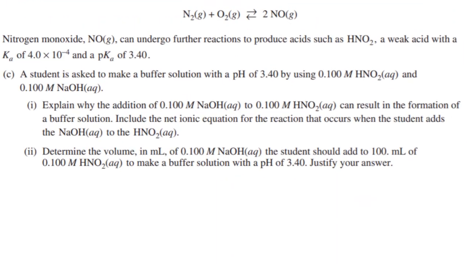Okay, so let's go to E. E, we're going to a little bit more of an acid-base, a weak acid-base problem. And it says we know that we have HNO2 as a weak acid. We know the Ka of that. We know the pKa of that. How do we find the pKa? The pKa was the negative log of my Ka, 3.40.